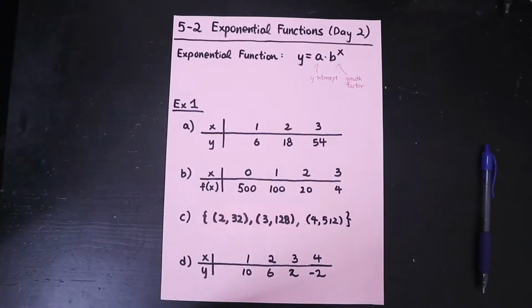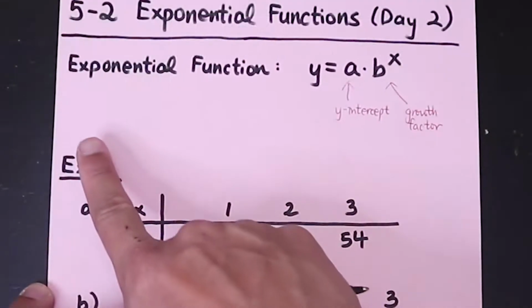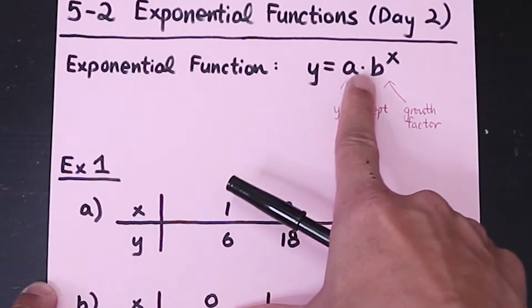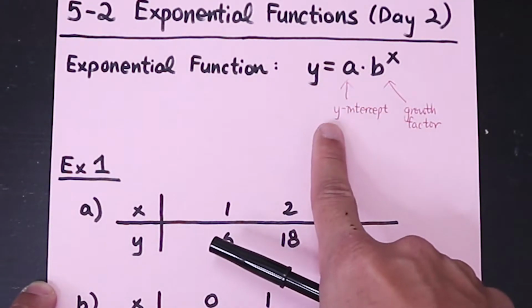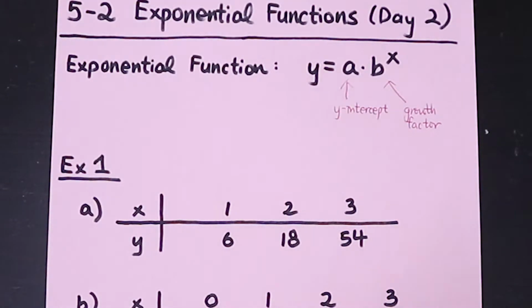Now that you've learned how to find outputs when input is given, as well as finding the equation of a straight line, let's take a look at 5-2 exponential function day 2. As a reminder, an exponential function is in the form y equals a times b to the x, where a is your y-intercept and b is something called the growth factor, which is the pattern in the table.